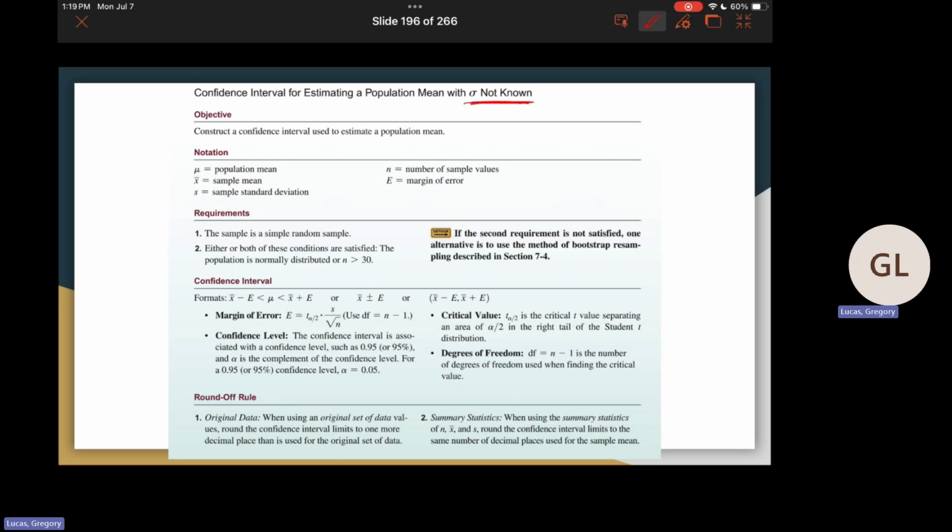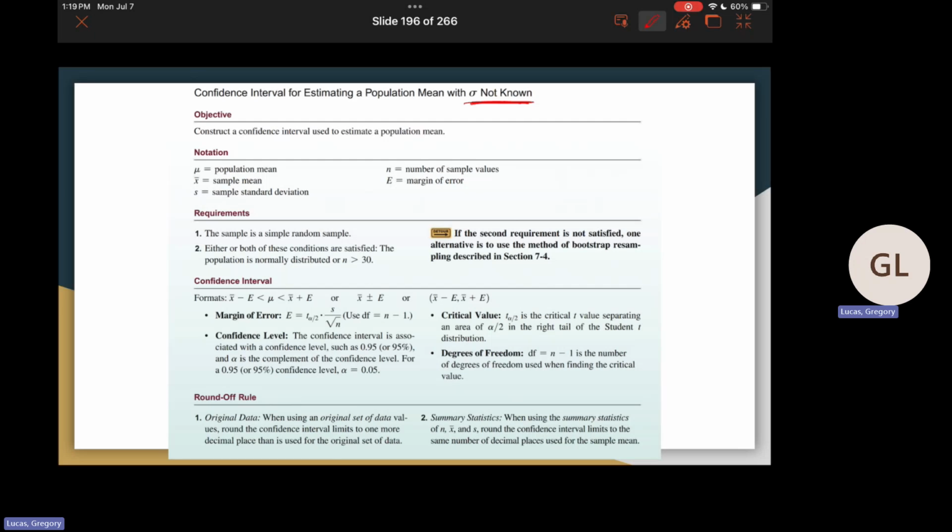And then we have two requirements we need. The first is that the sample is a simple random sample. It needs to be a random sample, it needs to be a simple method, which most of the time we're just going to assume that part. We're not going to go into too much detail on the sampling methods, but we can't use any crazy sampling method for this test to work.